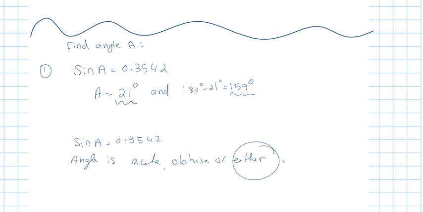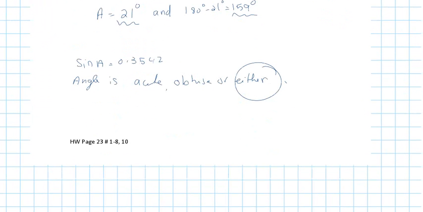Okay? Now, anytime I give you sine, it's going to be positive because we're only dealing with the first two quadrants, right? And then you're always going to find me what? Two answers, okay? Now, what if I give you this? Can I ask you to find angle A for me?